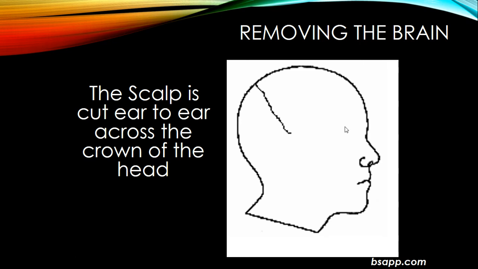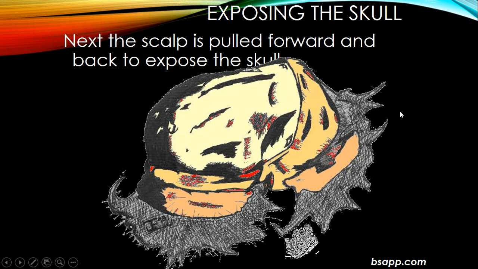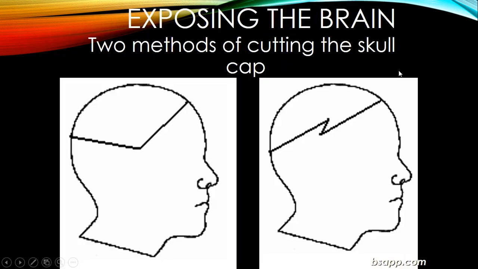All right, so removing the brain, the scalp is going to be cut from ear to ear across the crown of the head. So that's like along this line here on the top to the back of the head area. The scalp is going to be pulled forward and back to expose the skull. And then there are a couple methods for cutting the skull cap.